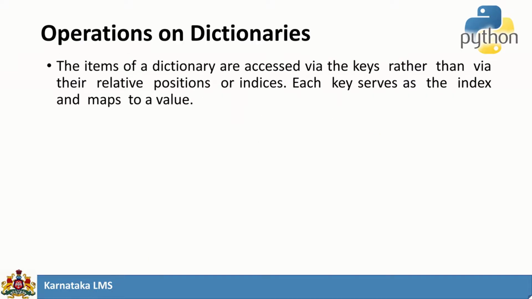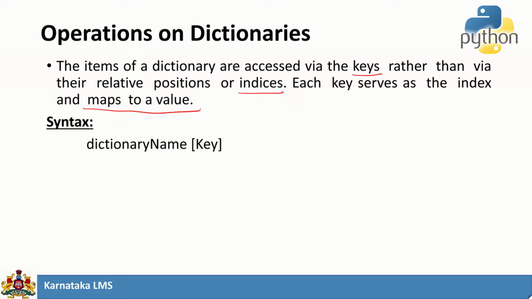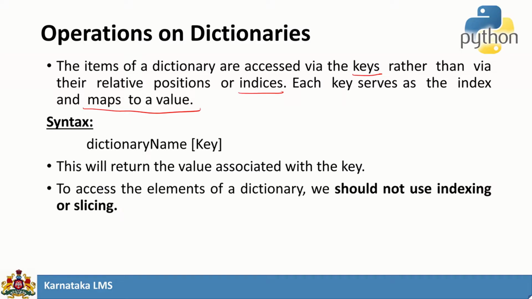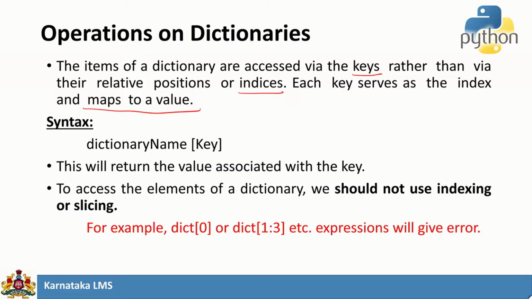Operations on dictionaries. Items of the dictionary are accessed via keys only, as we discussed. You cannot access them using indices; each key serves as an index and maps to the value. The syntax for accessing a dictionary is dictionary name of key, and it will return the value associated with the key. To access the elements of the dictionary, we should not use an index or slicing. For example, dict of 0 or dict of 1 colon 3 will return an error.